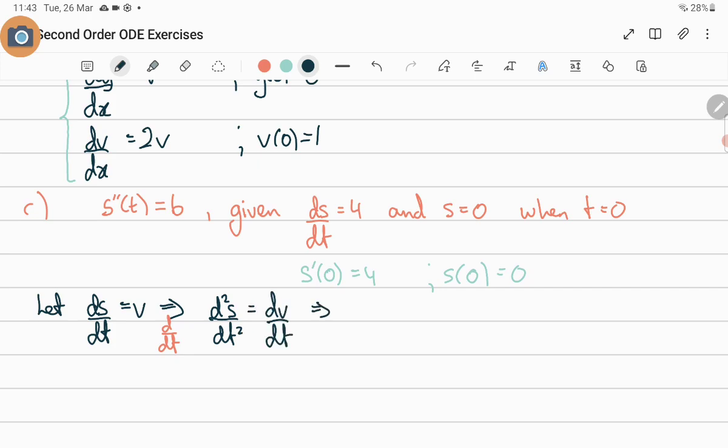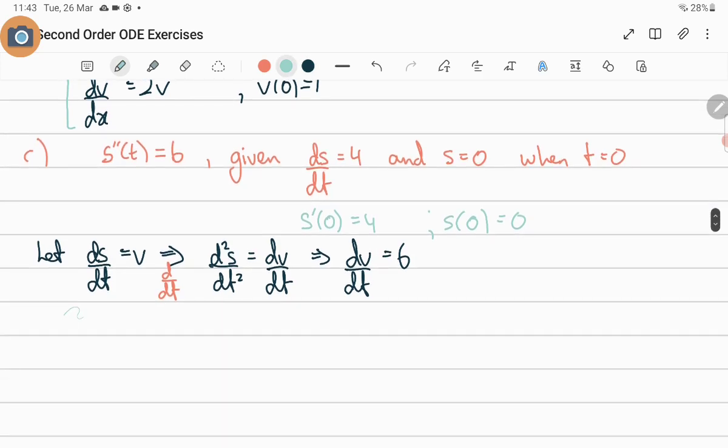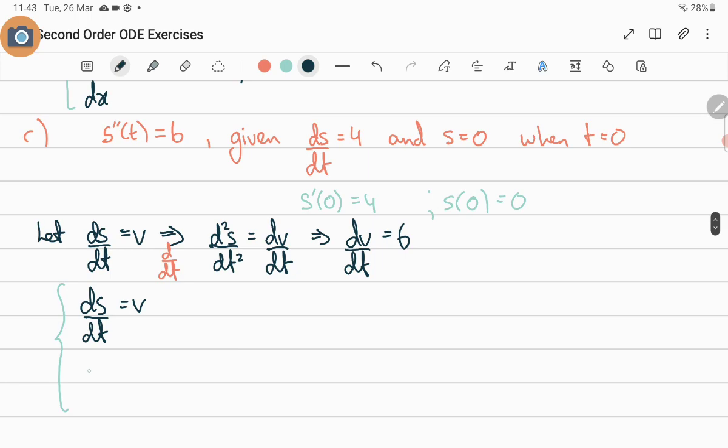And if I continue what I was doing above, the second derivative of displacement is equal to 6. And the second derivative of displacement is also dv/dt. So I get dv/dt is equal to 6. So now I'm ready to go. I have two differential equations. The first one is ds/dt is equal to v. And the second one is dv/dt is equal to 6. Initial s is 0. Initial v is, now remember v is the derivative of s, so I'm using this, is equal to 4.